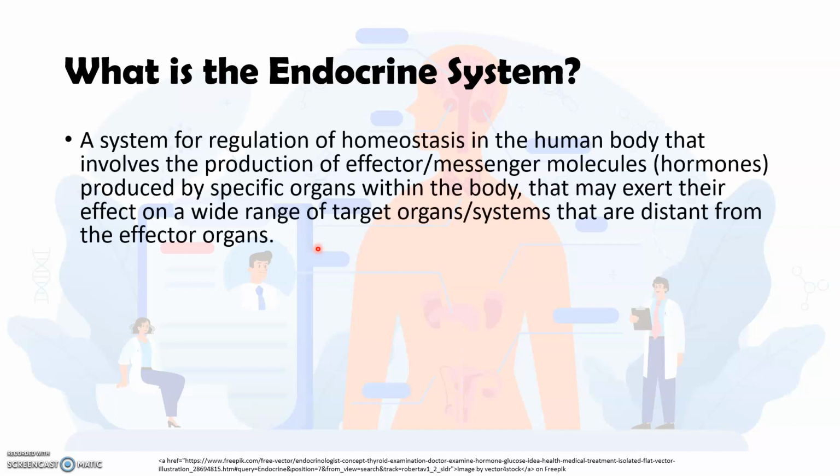Here's mine. So it's a system for regulation of homeostasis, which involves the production of messenger molecules produced by specific endocrine organs that may exert their effects on a wide range of target organs or systems that may be distant from the endocrine organ producing the hormone. And the messenger molecules, the hormones, tend to travel in the blood.